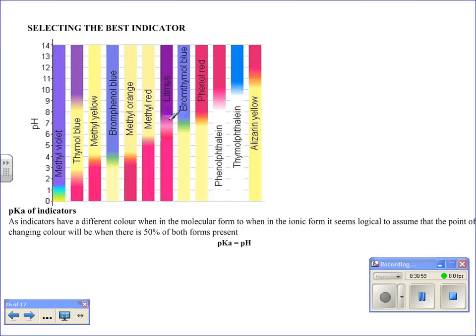The color change occurs at the breaking point where the concentration of one color is equal to the concentration of the other color. So it's a point where the concentration of the acidic form of the indicator is equal to the basic form of the indicator. This point actually occurs at the pKa of the particular indicator. So when we're looking for an indicator, we want one that will have a pKa close to the pH of our equivalence point.